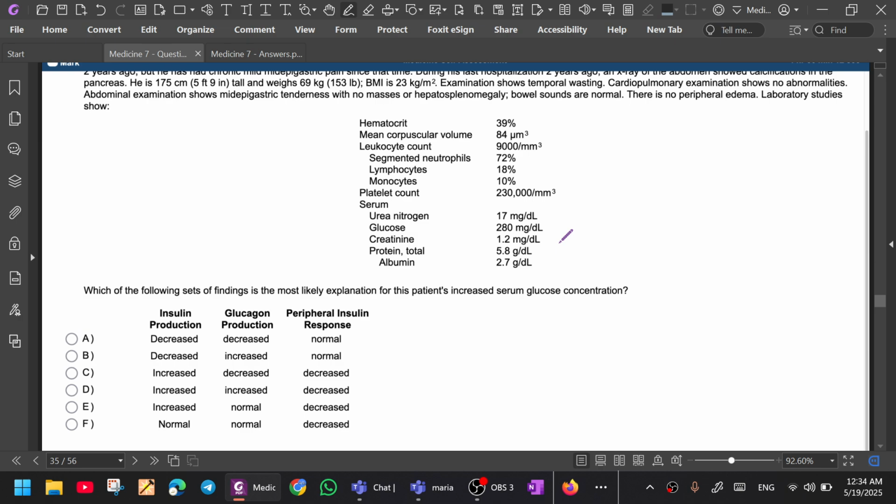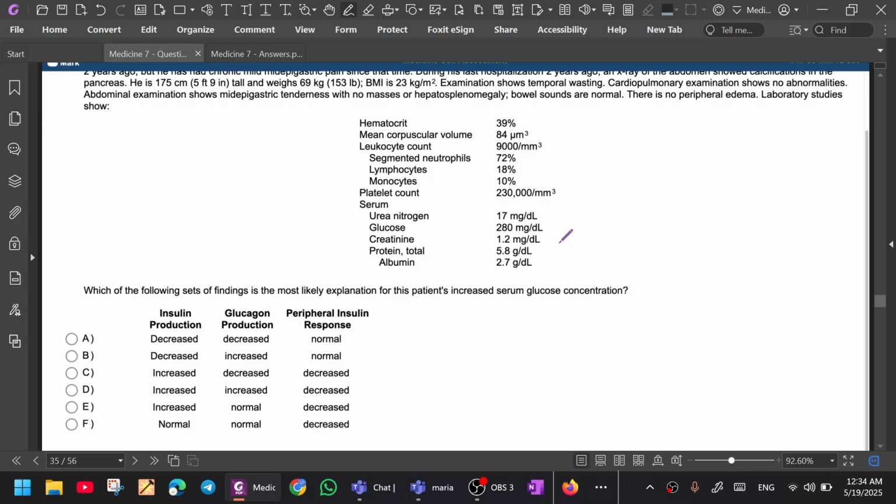I think it will be. I mean, doesn't the pancreas produce insulin? So if the pancreas is having a problem, insulin will be low, right? Or no? Am I wrong? Maybe low. I don't know.